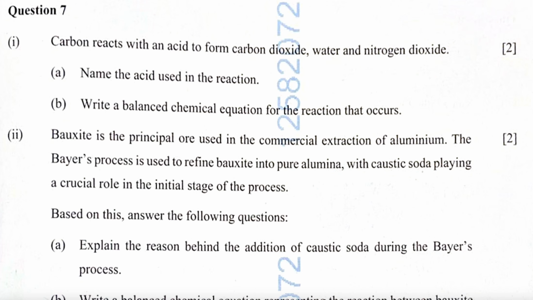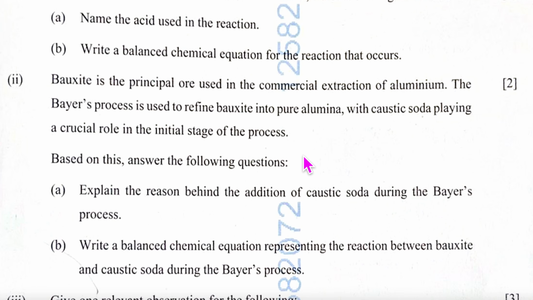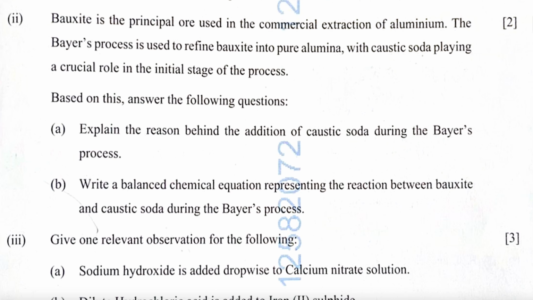Bauxite is the principal ore used in the commercial extraction of aluminium. The Bayer's process is used to refine bauxite to pure alumina, with caustic soda, that is NaOH, playing a crucial role in the initial stage of the process. Based on this, answer the following questions. Explain the reason behind using caustic soda during the Bayer's process. What we have to write over here is about the impurities.